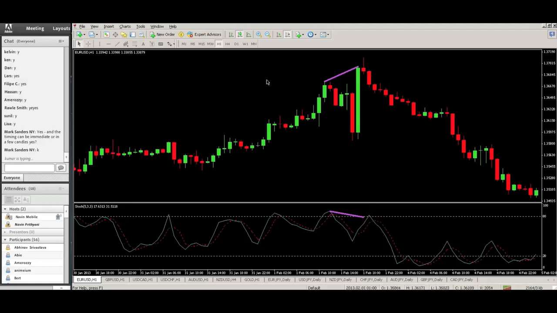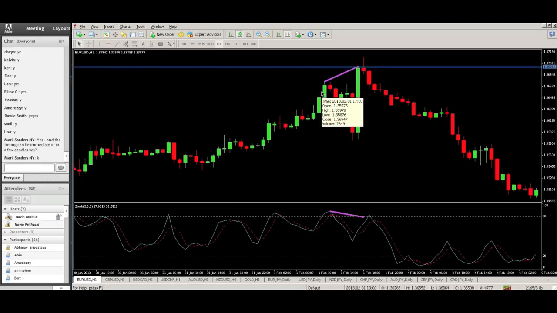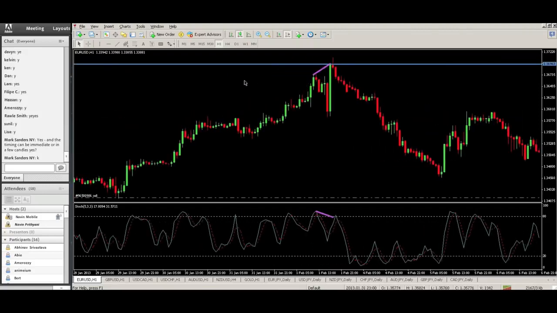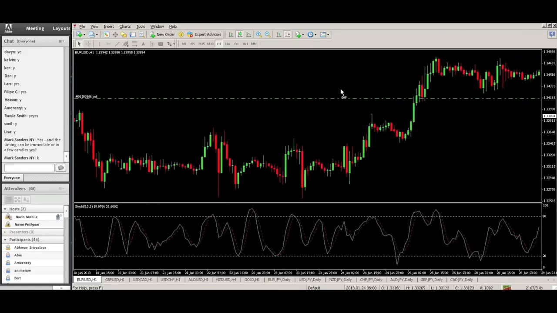What you need to do, at this moment when this happens and you think there is a possible divergence, is start drawing. Mark this area with your line and check: is this an area of support and resistance? Let's check it out. Let's go into the past and see. What is this area?